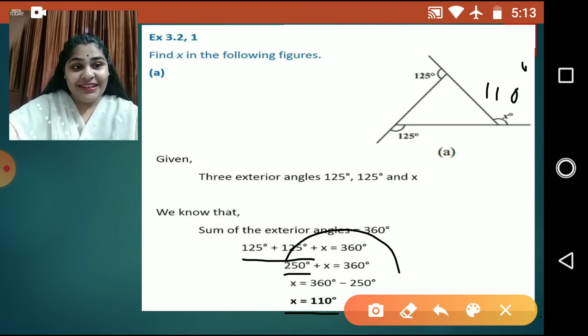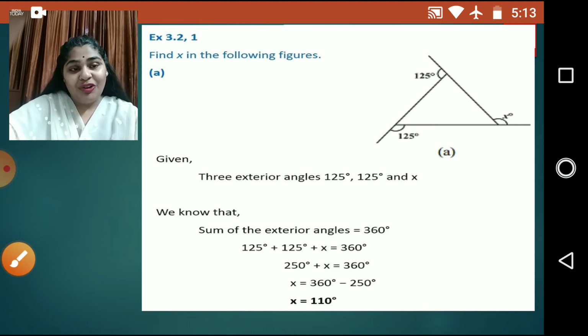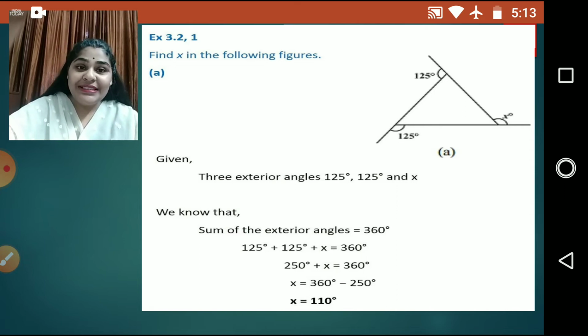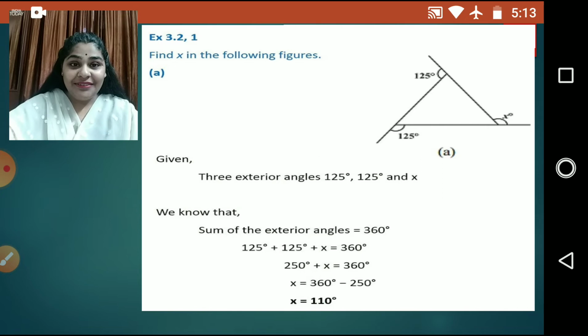Alright children, got it? Like this, not only for a triangle, we can be given any polygon. If any one exterior angle is missing, children, what you have to do is just add all the other exterior angles, and then subtract it from 360 degrees. You will get the missing angle. Let us proceed.